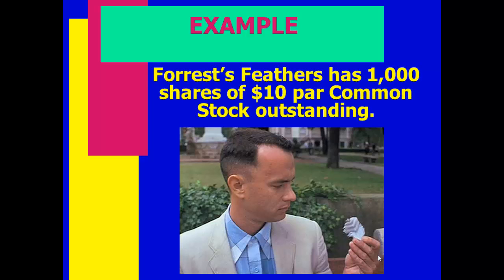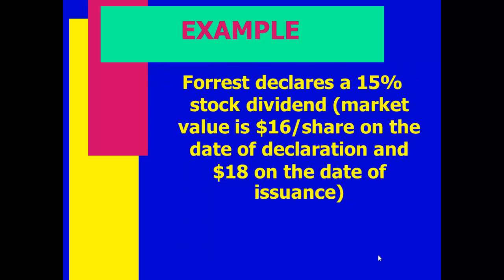Let's do an example. 1,000 shares, $10 par value common stock is outstanding. Declare a 15% stock dividend. Market value is $16 a share on the date that we declare it, $18 on the date that we issue it. Right now, I want you to draw a line through that $18 on the date we issue it and write, I don't need this. You don't need the 18. You do need the 16.